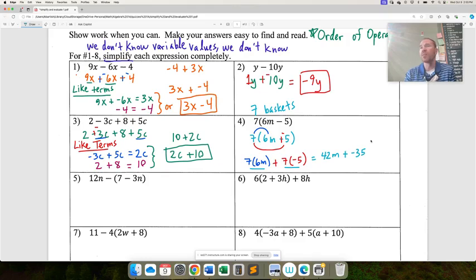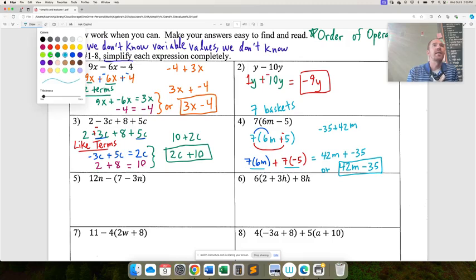The only thing I'm going to do here, that's fine for me, by the way, but I'm just going to write this as 42m minus 35. But that's it. We're done. 42m minus 35. And again, if you wanted to say negative 35 plus 42m, that's okay also. But yeah, that's it. What would that be? 42 minus 35 is 7. It's not 7m. It's 42m minus 35.